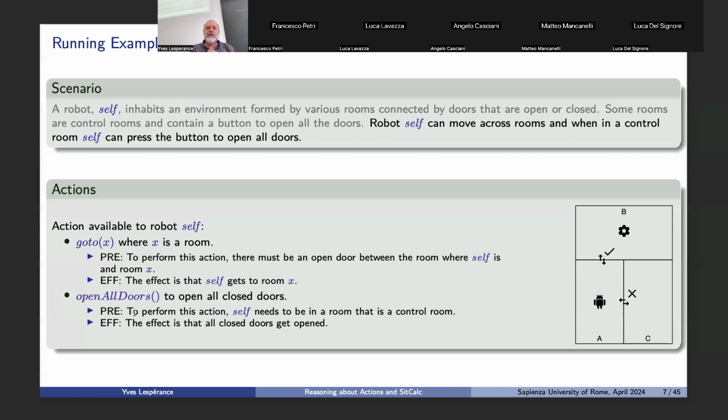Then the other action that we talked about is to open all the doors. You can only do this if the precondition holds: the agent needs to be in a control room. If this is the case, then he can do this action, and the effect will be that all the closed doors get open. So in order to open all doors, the agent would have to first go to room B, and then he can press the button, open all the doors, and then the door between room A and room C would become open. Any questions so far?